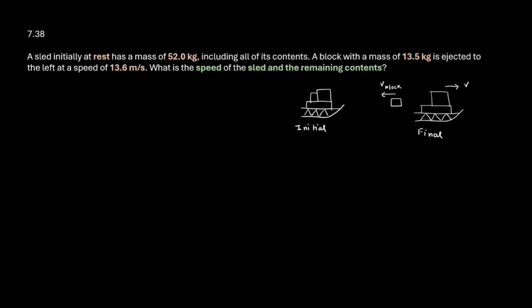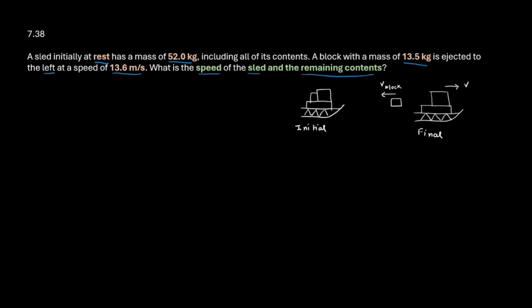In this video, we are going to discuss how to use the law of conservation of momentum to calculate the speed of an object. Question 7.38. A sledge initially at rest has a mass of 52.0 kg, including all of its content. A block with a mass of 13.5 kg is ejected to the left at a speed of 13.6 meters per second. What is the speed of the sledge and the remaining contents?